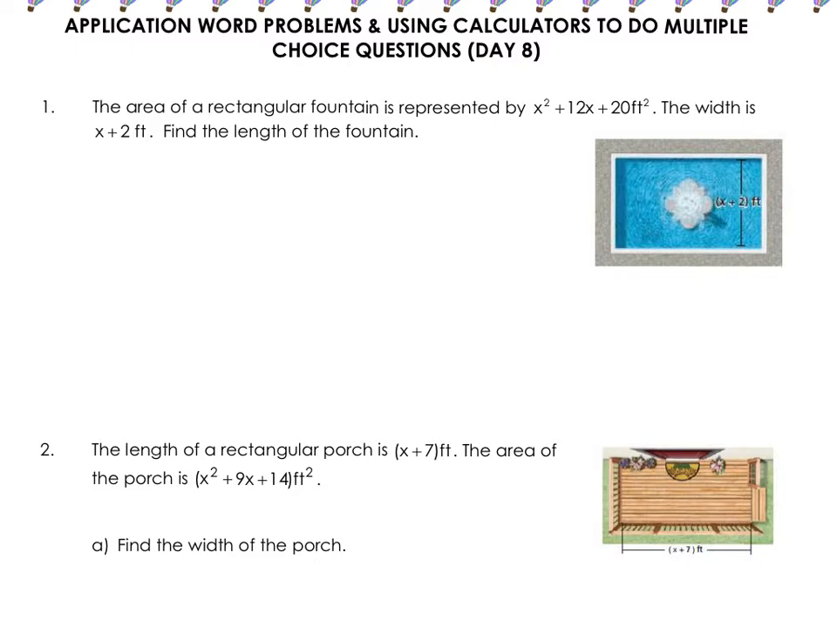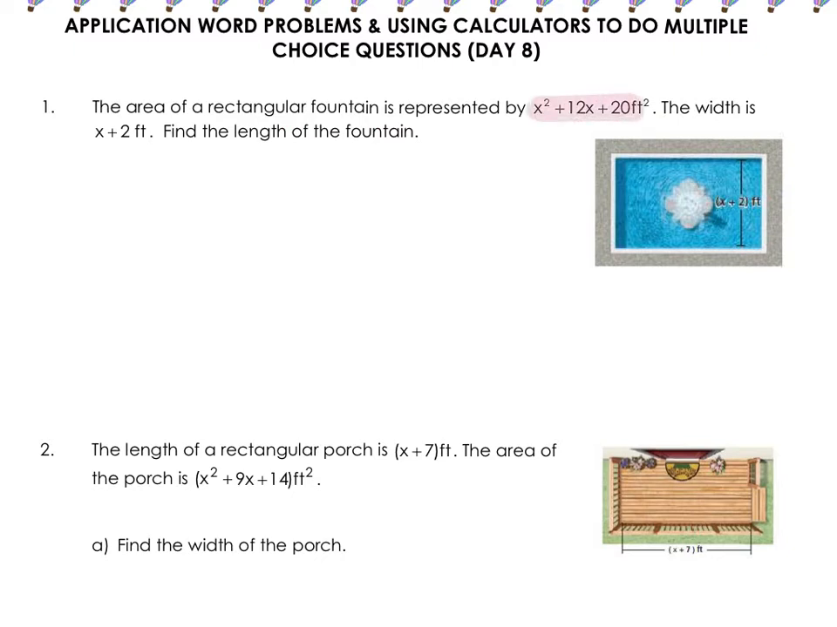The first question says that the area of a rectangular fountain is represented by x squared plus 12x plus 20 feet squared. The width is x plus 2. Find the length of the fountain. Well, when we approach these questions, anytime that they're talking about having an area given to us, that means that we're going to think about the question area equals length times width.